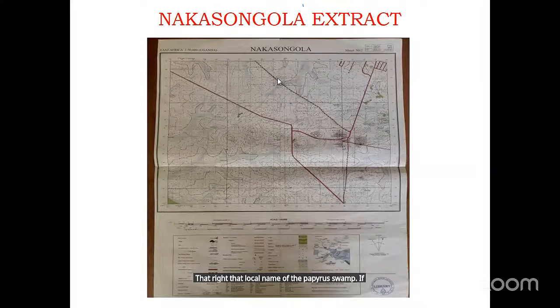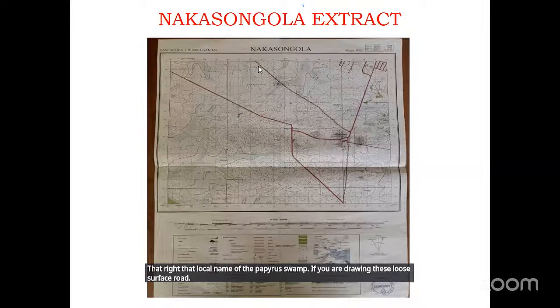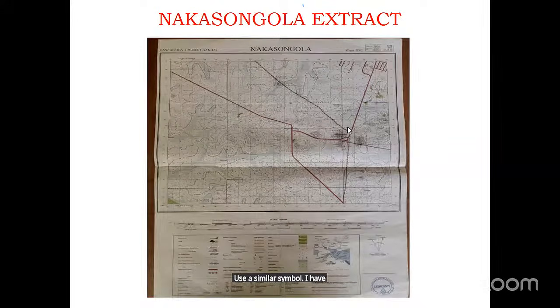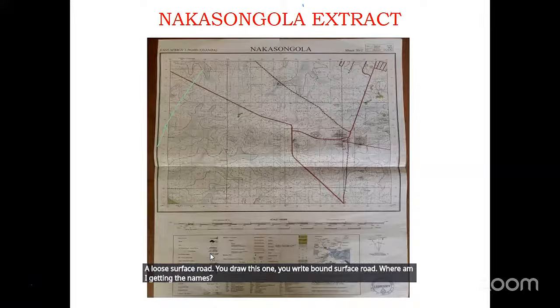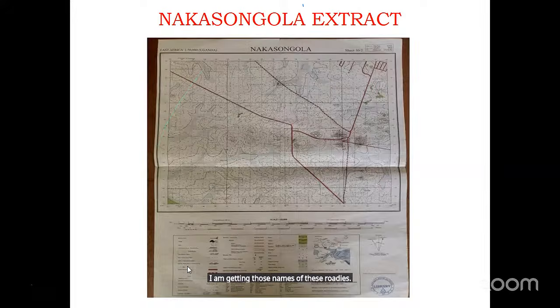If you are drawing this loose surface road, use a similar symbol. I have not asked you to go and buy colored pencils. No, that pencil is enough. It does not change. You can use the pencil to draw this road here, and write on it, loose surface road. You draw this one, you write bound surface road. Where am I getting the names? I am getting those names of these roads from this key here. They are here, the answers are here.